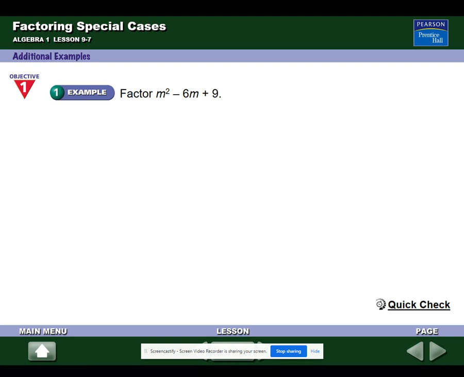Now, some teachers will teach this in a way that they want you to recognize just by looking at this that this is a special case. I do not think you need to do that. I think you really just need to go about this in the same way that I've already taught you. That's why I don't think this is a challenging lesson, because if you've understood 9.6, you're going to understand this concept right here. So they give me m squared minus 6m plus 9.